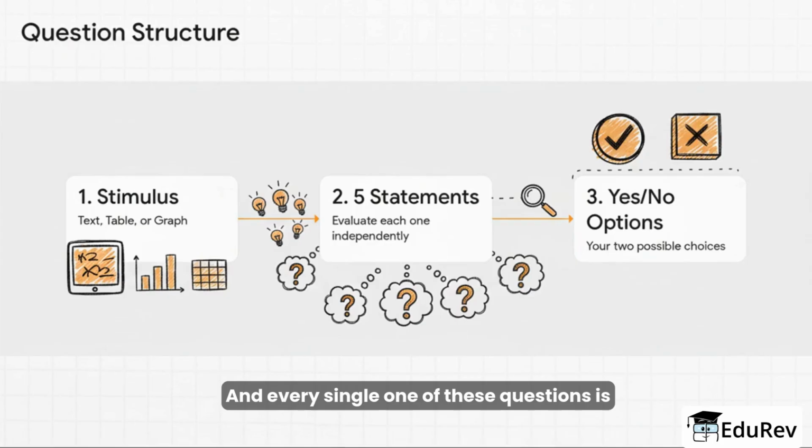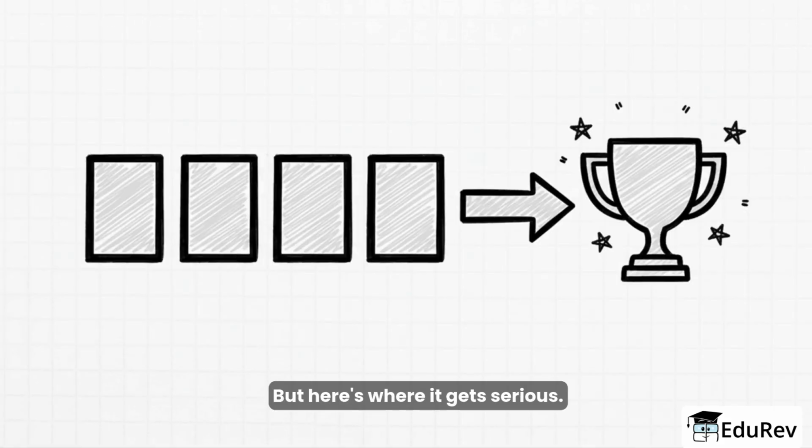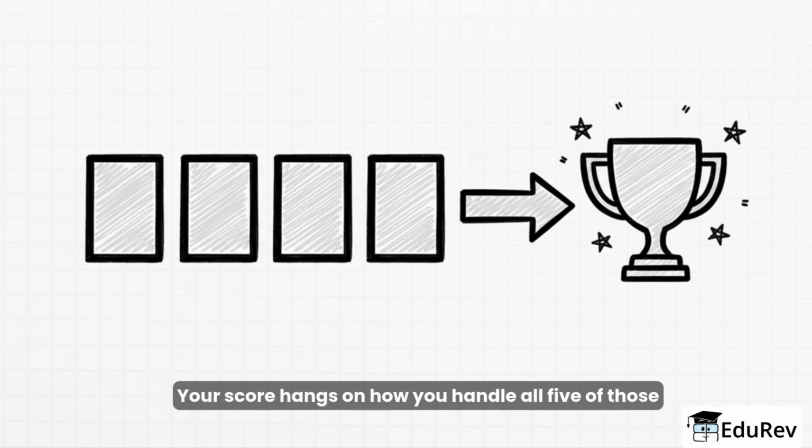And every single one of these questions is built the exact same way. You've got the stimulus, you've got the 5 statements to check, and you've got your 2 little answer buttons, yes or no. That's it. That's the entire setup. But here's where it gets serious. This isn't just about getting one question right. Your score hangs on how you handle all 5 of those statements together. Let me show you what I mean.